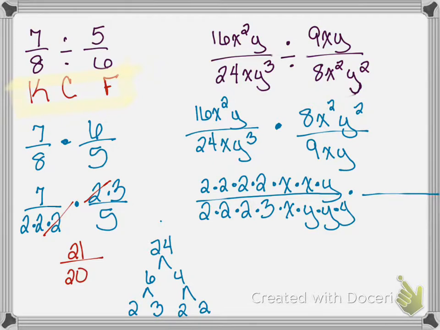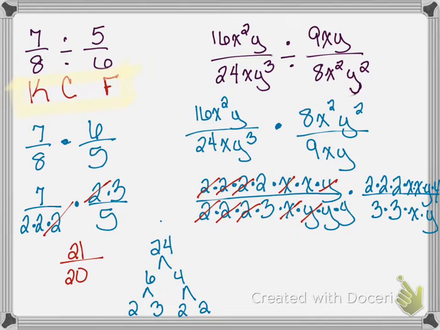Okay, we already know that 8 breaks down to 2 times 2 times 2. How many x's do I have? And how many y's do I have? Okay, what does 9 break down to? 3 times 3. I've got an x and I've got a y. So I've got a whole bunch of stuff here. But I've broken it all down. Okay, so I can cancel some of this stuff out. A 2, a 2, a 2. I've got an x and an x and a y and a y.